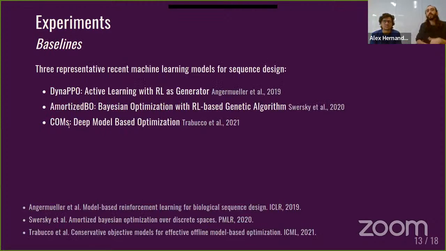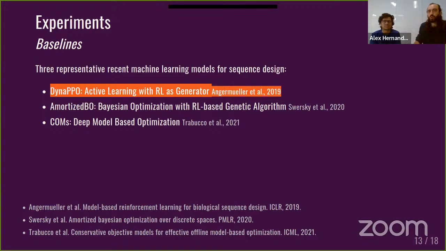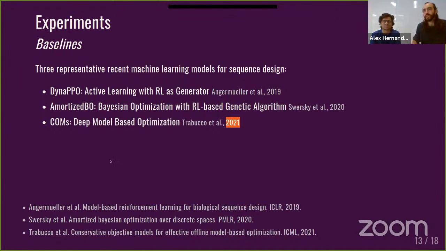So in the paper, we compared training GFlowNet with the active learning pipeline with three baselines. One is an active learning model as a generator of the sequences in a PPO. Another model is more classic Bayesian optimization with an RL-based genetic algorithm and COMs. You can check the references here. So these are, as you see, recent algorithms that are representative from the literature on sequence design.